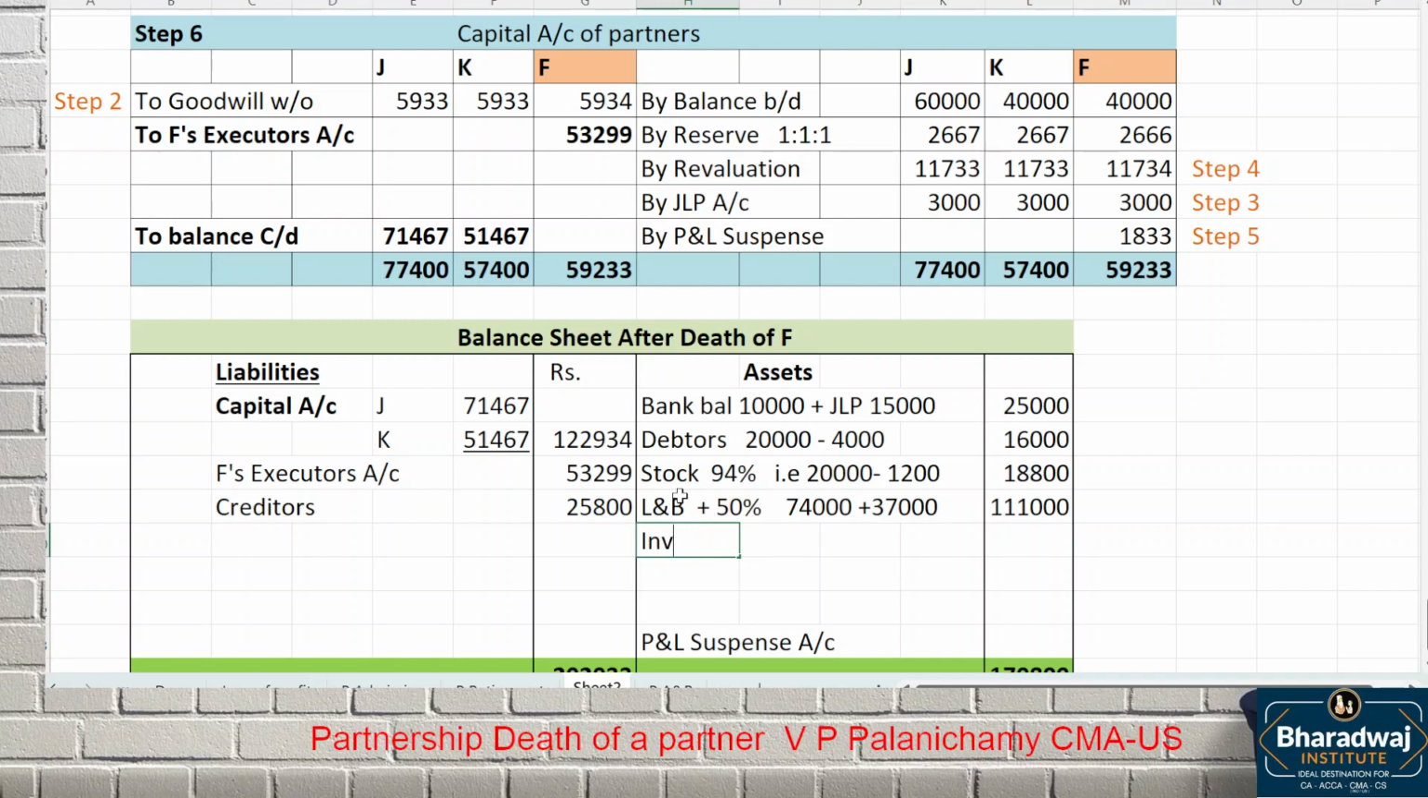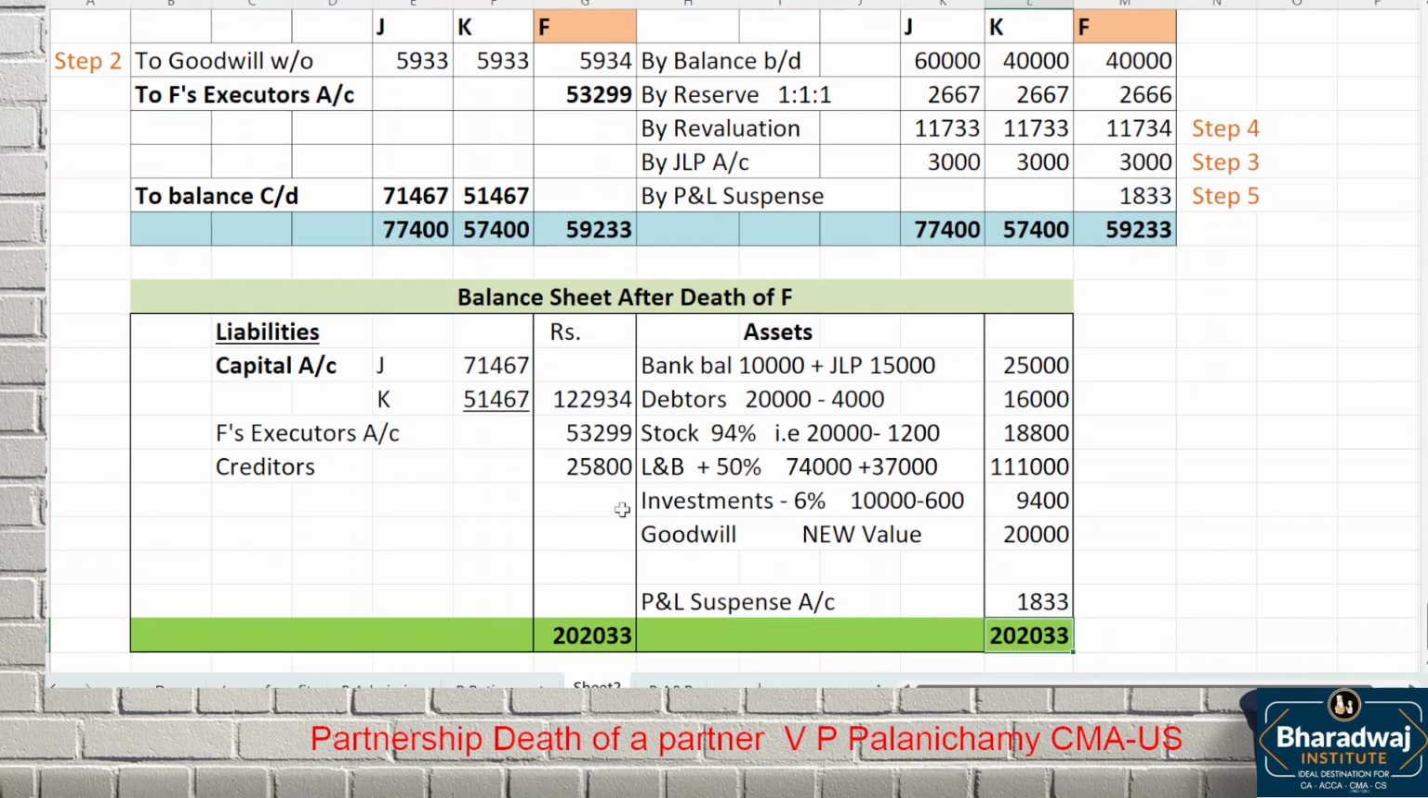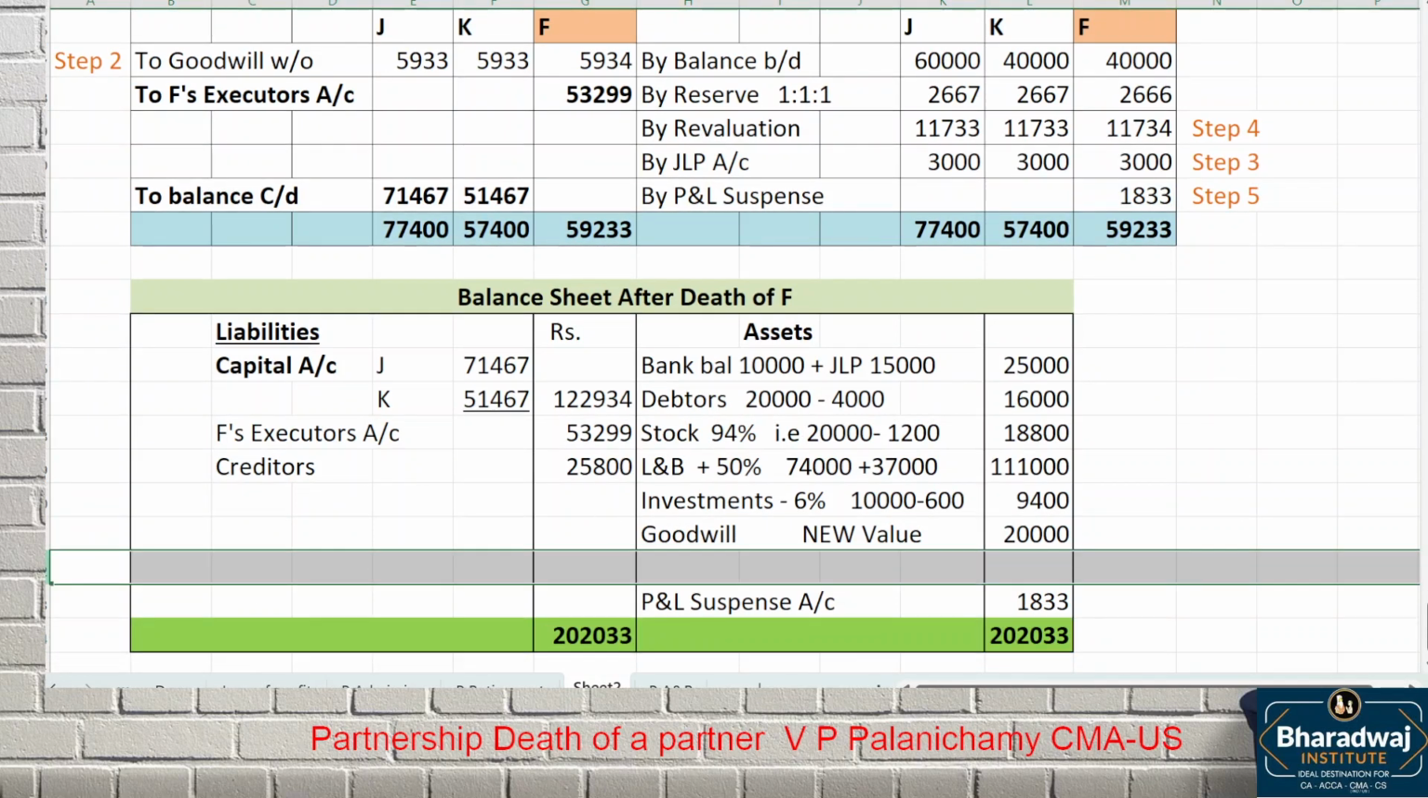Then investments minus 6%. 600 is adjusted against the reserve. 9,400 will come. Then goodwill revalued. What is the new value of goodwill? 20,000 will come. P&L suspense, 1833. The total tallies.